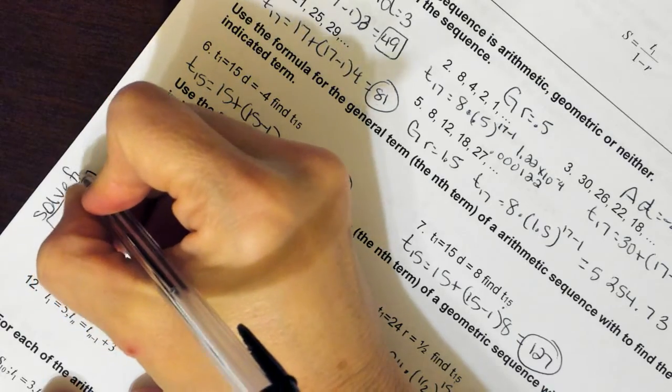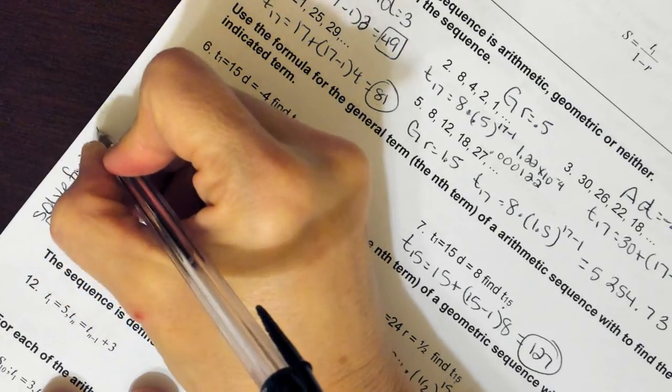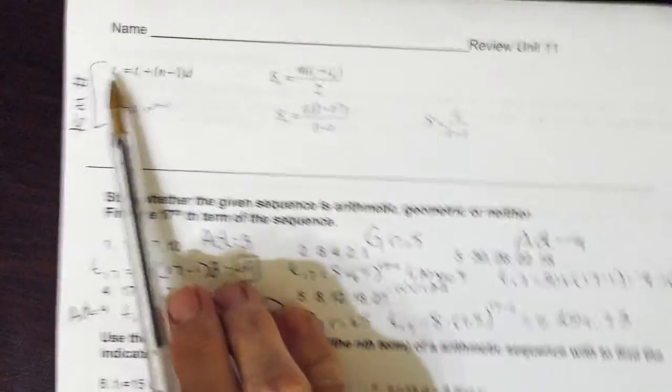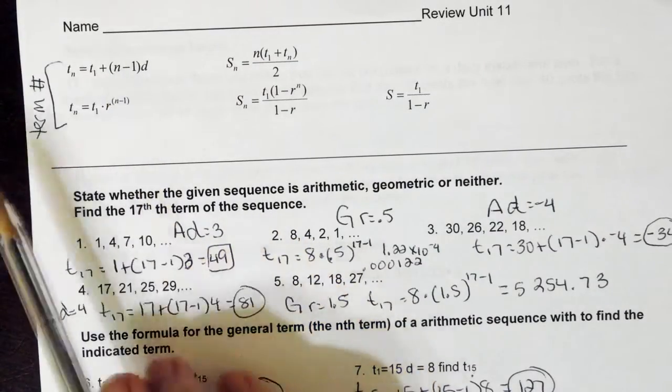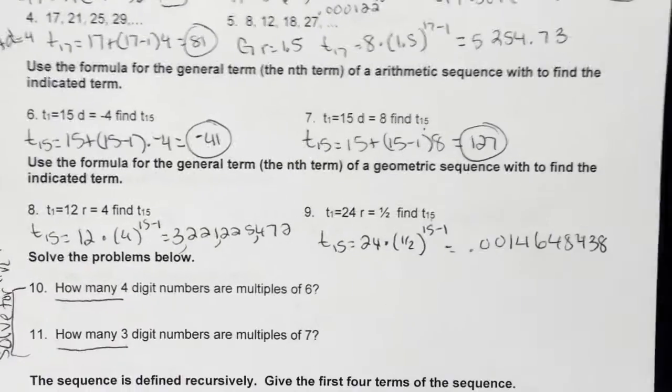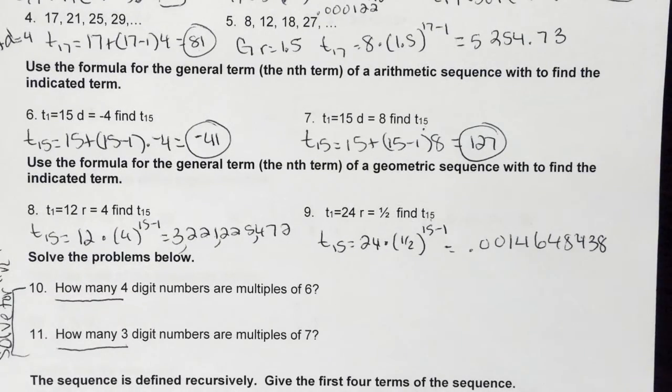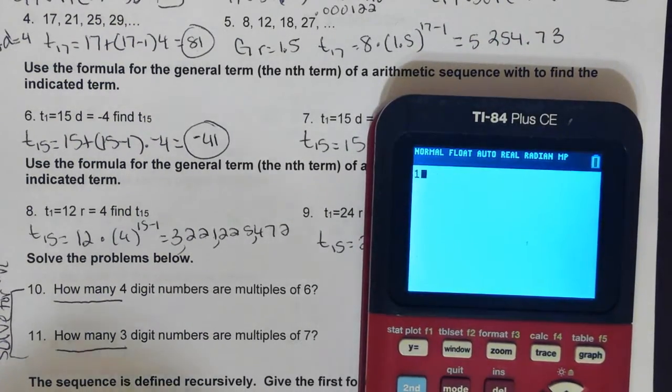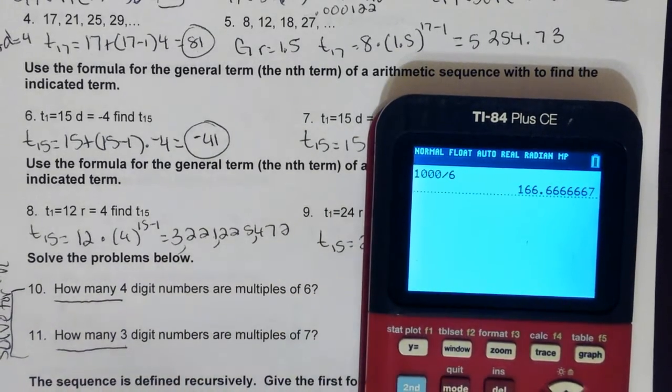Solve for n. And by n, I'm talking about these equations right here. If it's arithmetic, you're solving for this n. If it's geometric, then you're solving this one up here. So on number 10, it says, how many 4-digit numbers are multiples of 6? So your very first 4-digit number, 1000, divided by 6. That does not divide evenly.